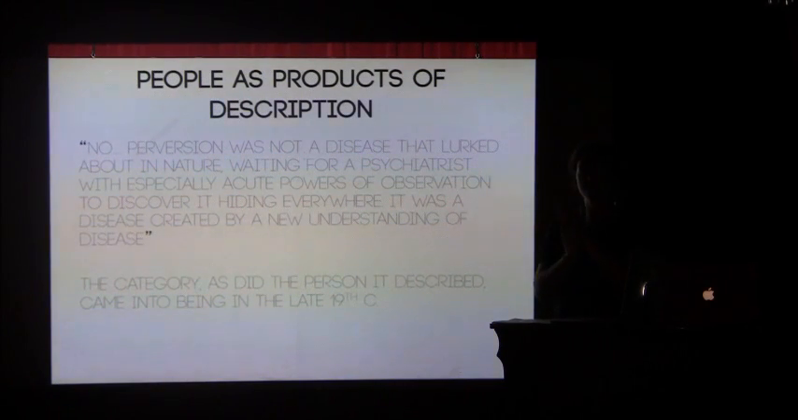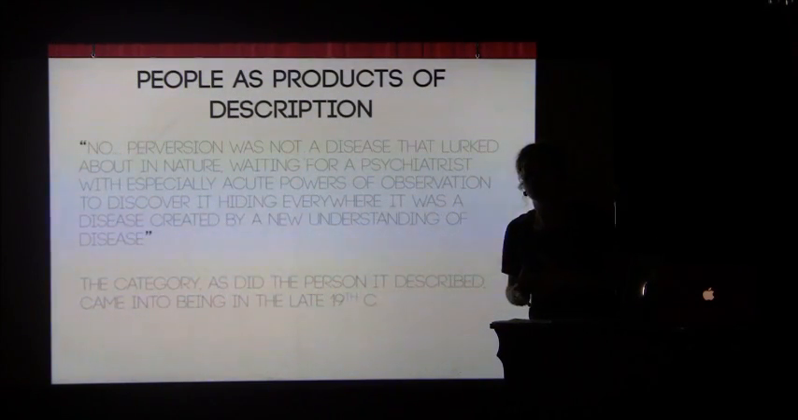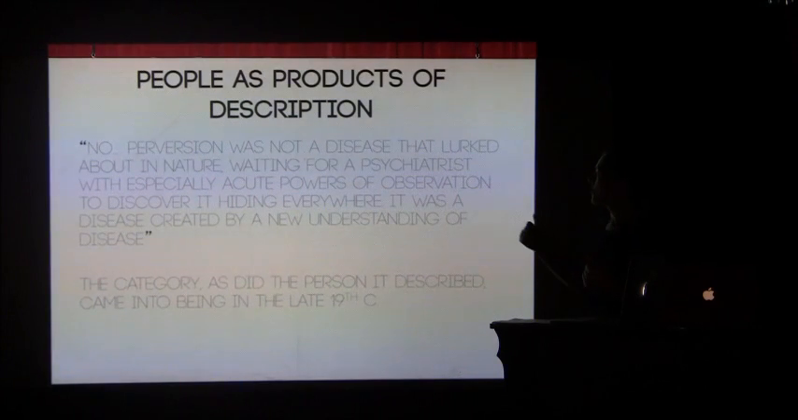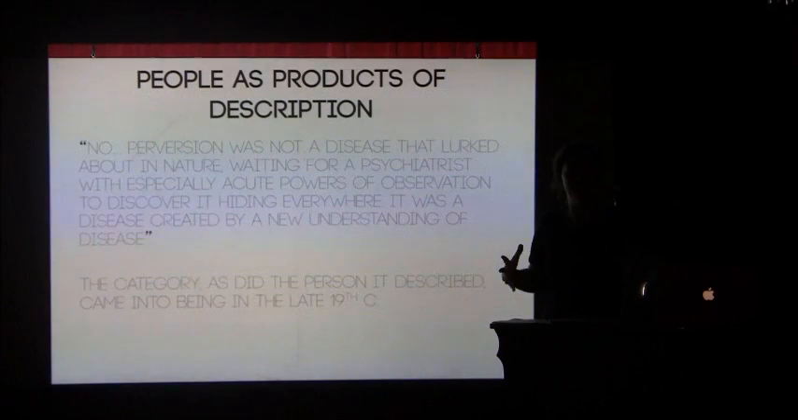It's not a disease. That doesn't mean that there weren't people who behaved in strange ways, but there wasn't a disease category to put those people into. There wasn't a psychiatrist with especially acute powers of observation to discover it hiding everywhere. It was a disease created by a new functional understanding of disease. So the category comes alongside the person, and this is Hacking's contention: there's an interaction between the disciplines making use of these categories and the people being defined by those categories that allows them to emerge. And there are lots of examples of these in the 19th century.